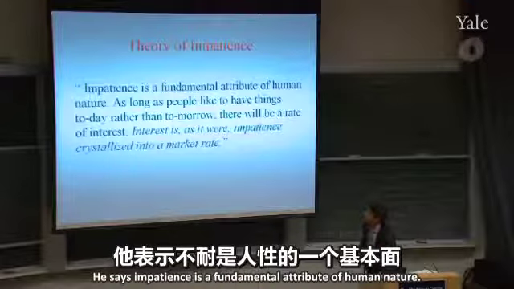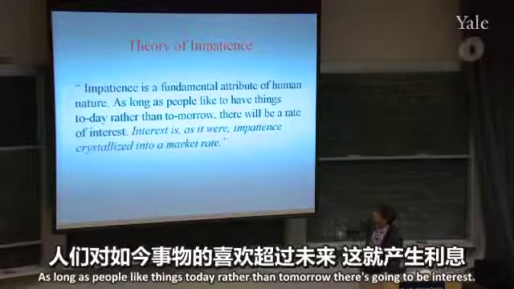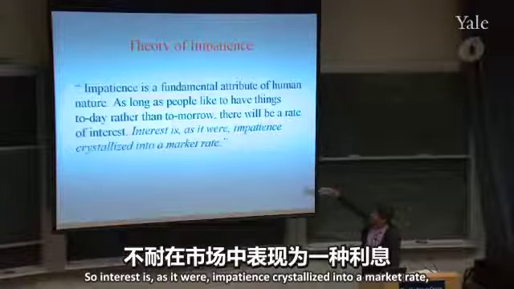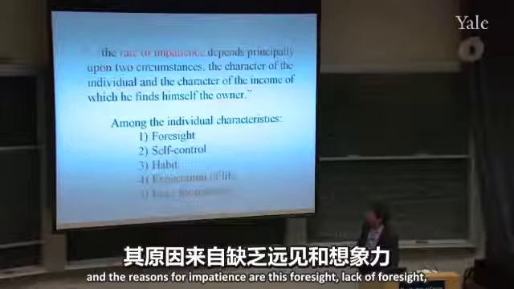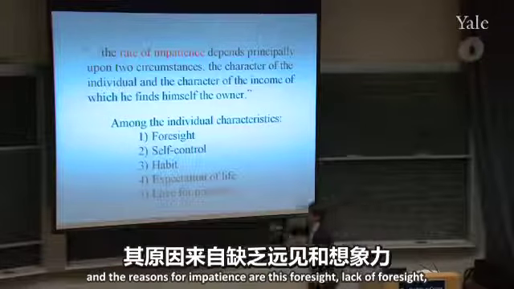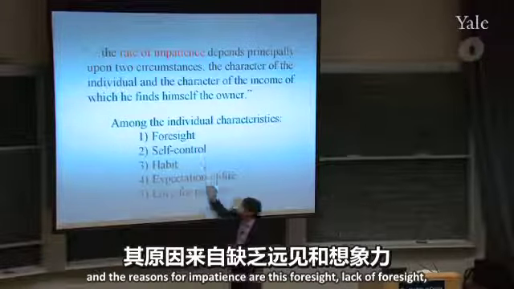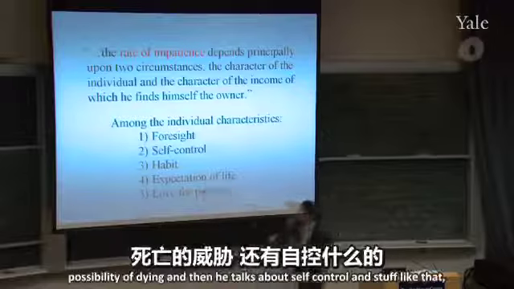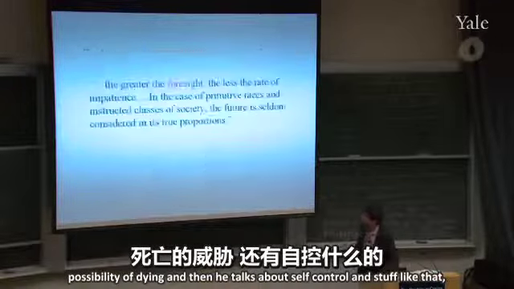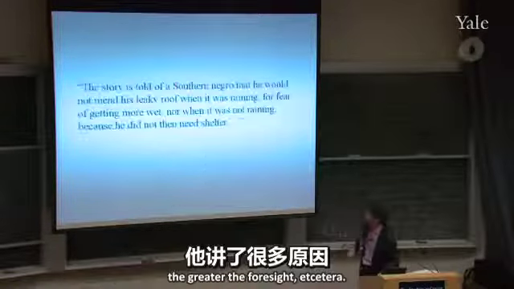But anyway, he says impatience is a fundamental attribute of human nature. As long as people like things today rather than tomorrow, there's going to be interest. So interest is, as it were, impatience crystallized into a market rate. And the reasons for impatience are foresight, lack of foresight, the possibility of dying, and then he talks about self-control and stuff like that. The greater the foresight, etc.